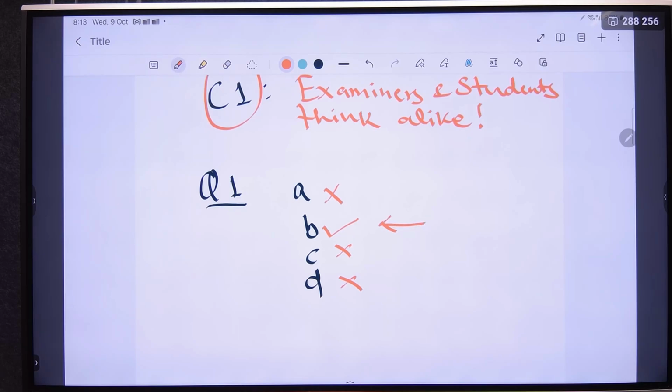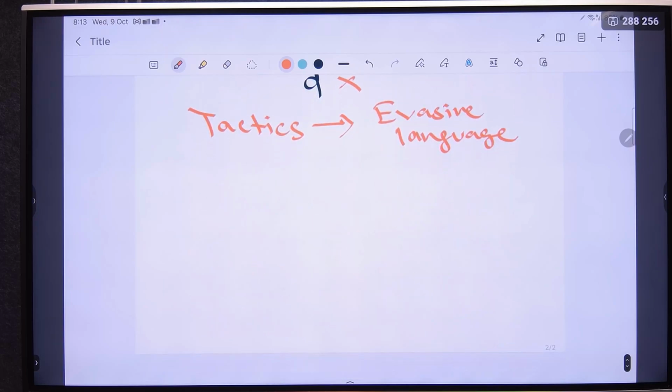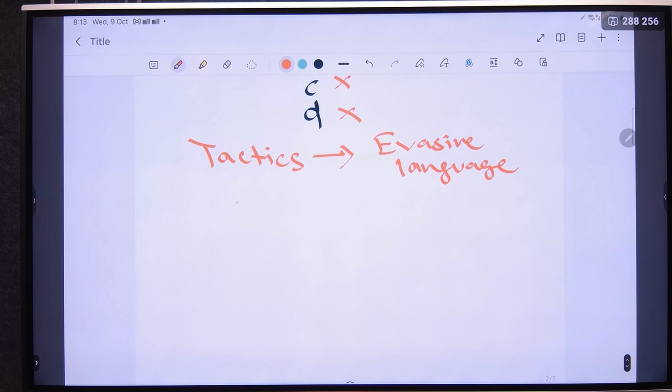Now आपको जब questions के ऊपर जाना है तो आपको समझना चाहिए कि the tactics which the examiner is using: he's using evasive language, he's talking obliquely. Evasive language, वो directly आपसे कोई चीज़ नहीं पूछ रहा है. So what he's doing is he is highlighting unimportant information and he is downplaying.